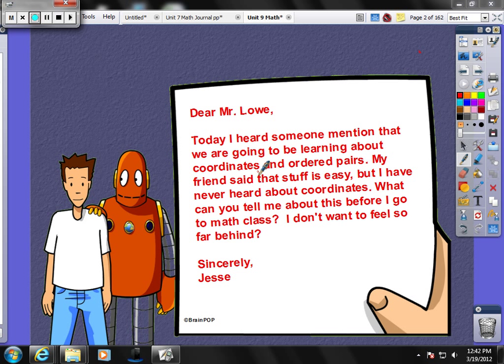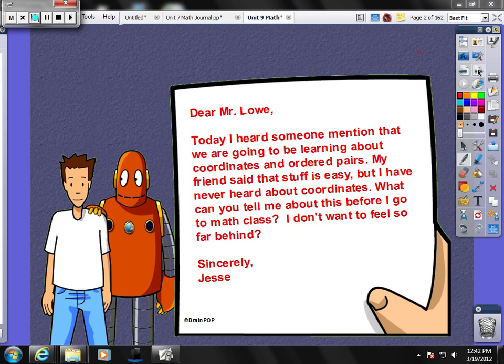You'll notice I got a letter here from Jesse. It says, "Dear Mr. Lowe, today I heard someone mention we're going to be learning about coordinate grids and coordinates and ordered pairs. My friend said that stuff was easy, but I've never heard of coordinates. What can you tell me about this before I go to math class? I don't want to feel so far behind. Sincerely, Jesse." Well, Jesse, no problem at all. It's a good thing I'm here because I am definitely going to help.